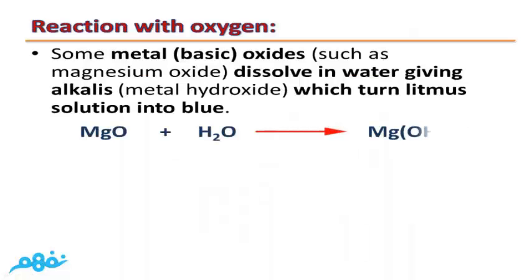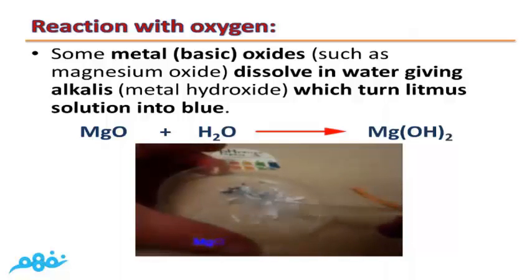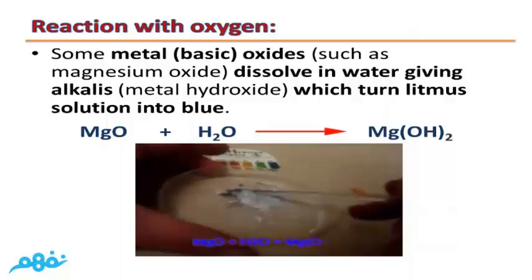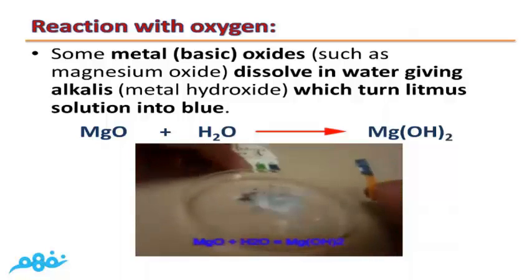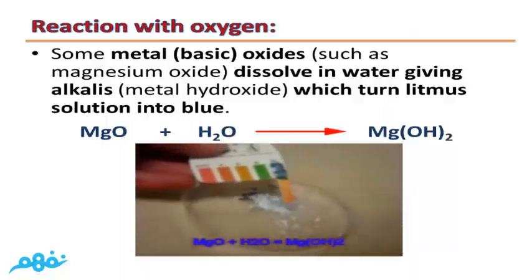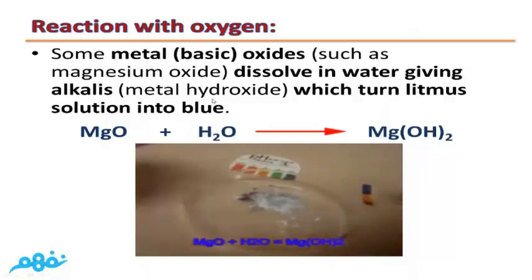Some metal or basic oxides, such as magnesium oxide, dissolve in water, giving alkalis or metal hydroxide, which turn litmus solution into blue. For example, MgO, which is magnesium oxide, plus water, H2O, will give Mg(OH)2, which is magnesium hydroxide. This is the reason that metal oxides are called basic oxides, because they dissolve in water, forming alkaline solution.